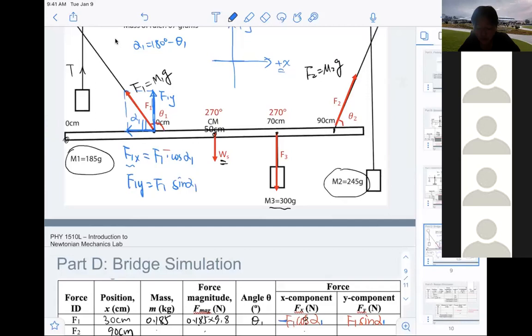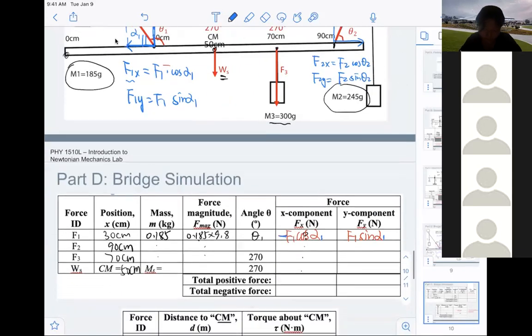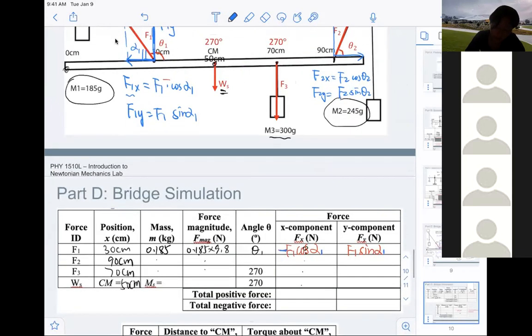You do the same thing for F2, okay? F2 is a little bit simpler because theta 2 is measured directly. So F2x is simply F2 cosine theta 2. F2y is F2 sine theta 2. Okay, so that will be your F2 component. This one will be negative.